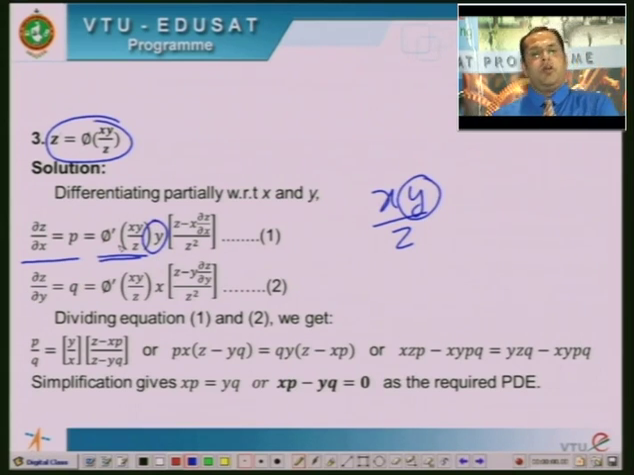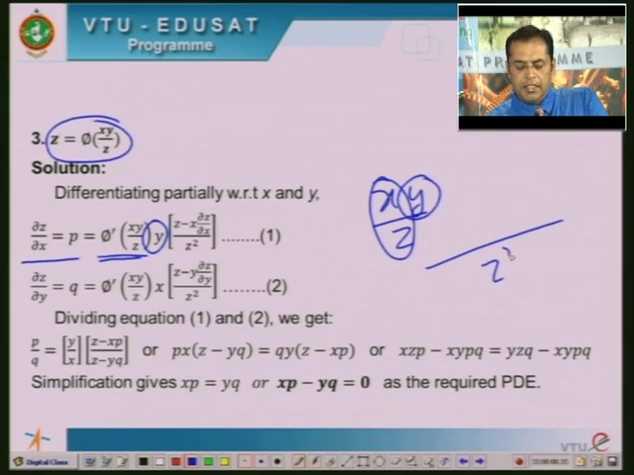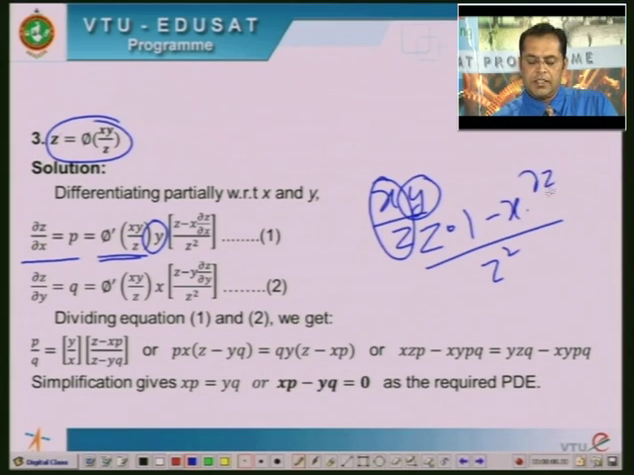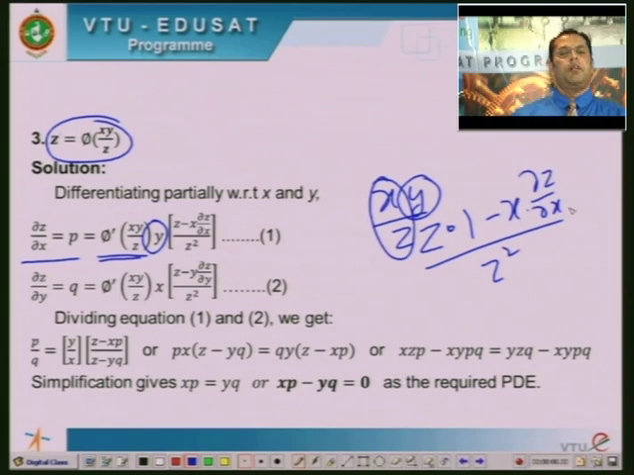Then apply quotient rule for x by z. So, when you apply quotient rule for x by z, first it is denominator square z square, then denominator z into differentiation of numerator x is 1 minus numerator x into derivative of z is dou z by dou x. So, if you apply notations, this will be p. So, you get z minus xp by z square.